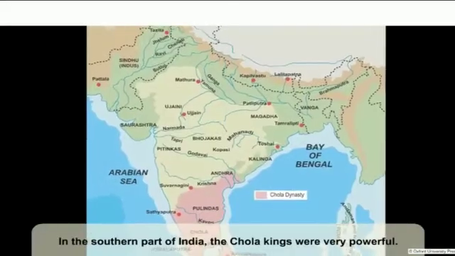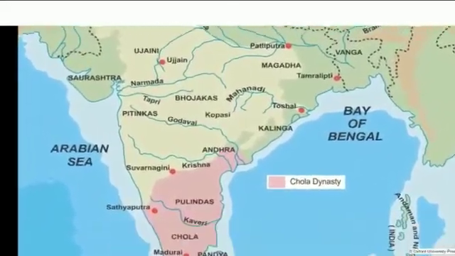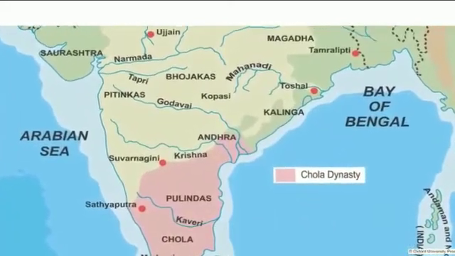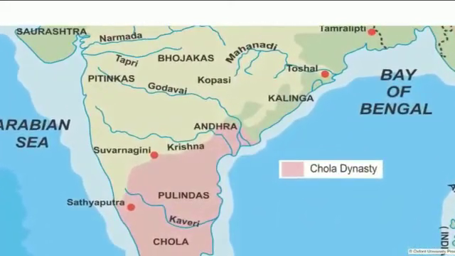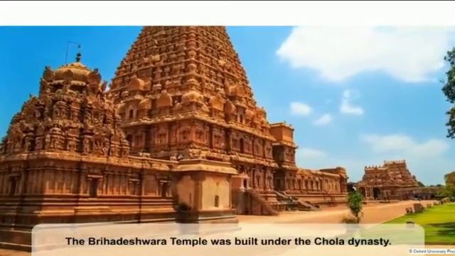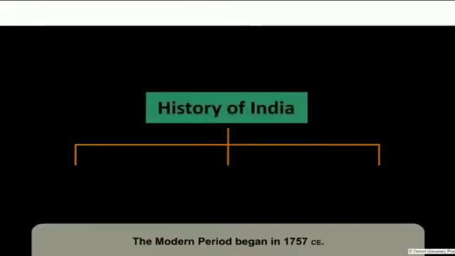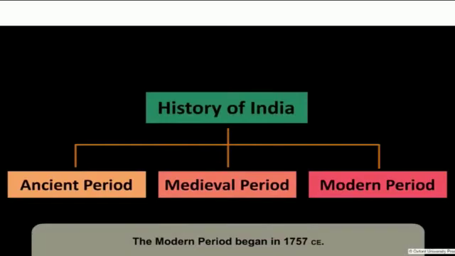In the southern part of India, the Chola kings were very powerful. King Rajaraja I and his son Rajendra Chola I were very powerful. The Brihadeshwara temple was built under the Chola dynasty. The modern period began in 1757 CE.